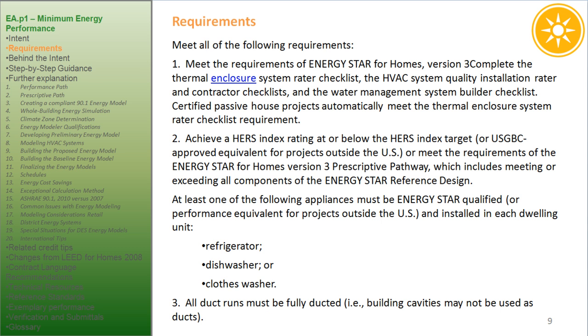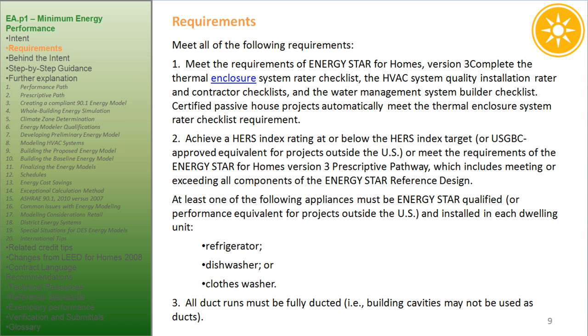2. At least one of the following appliances must be Energy Star qualified, or performance equivalent for projects outside the US, and installed in each dwelling unit: refrigerator, dishwasher, or clothes washer. 3. All duct runs must be fully ducted, that is, building cavities may not be used as ducts.